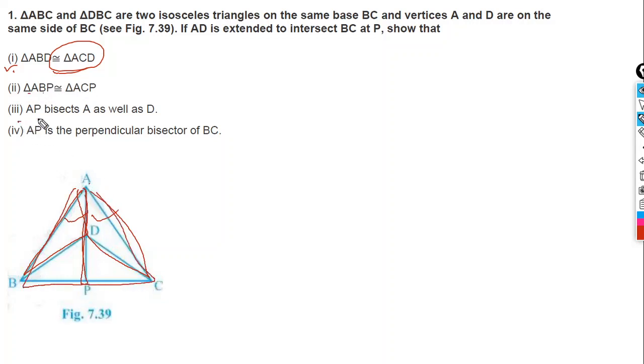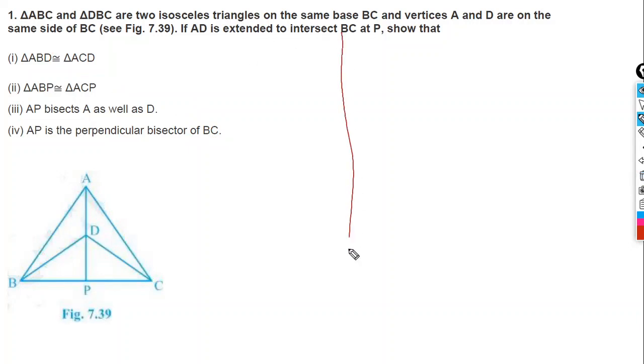Now AP bisects angle A. After congruence, angle A will automatically be bisected by AP. Now AP is the perpendicular bisector of BC. So we have to prove this angle is equal to this angle, so that these two angles will be 90 degrees. Okay, so let's start.